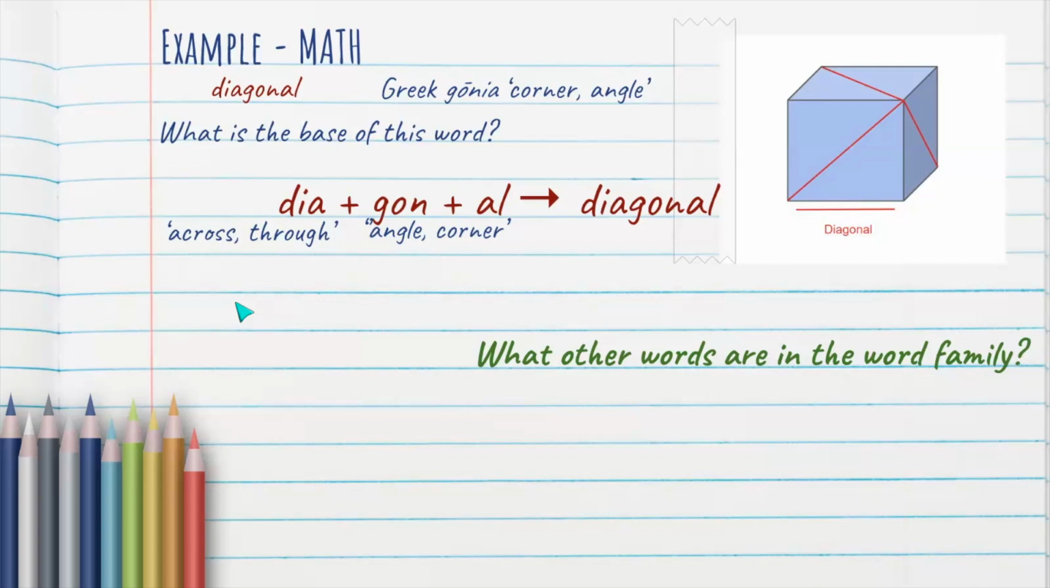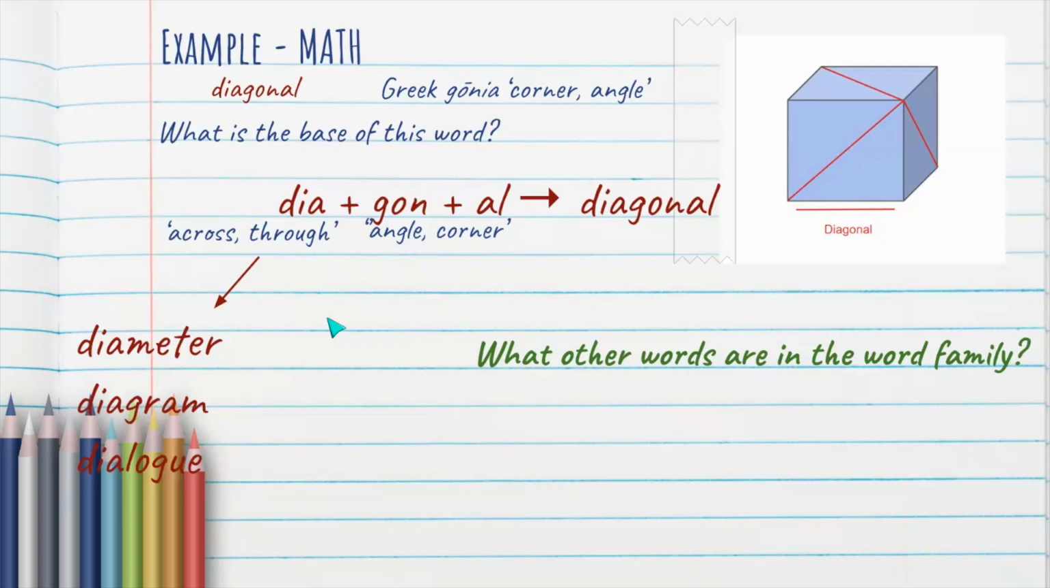Now, the test is, can I think of other words where DIA is used as a morpheme? Diameter, diagram, dialogue. Because when you're having a conversation with someone, you're speaking across or speaking to them.